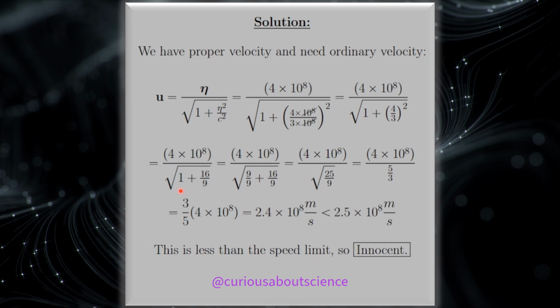And at this point, we're just doing a bunch of quick algebra. But I think you could see exactly what it needs to be. Find a common denominator, or just let your calculator do it all for you. Plain and simple, that works too. And then you get 25 over 9, which gives you a nice square there. So we have 3 over 5ths multiplying this, which actually, when we go 3/5 times 4 times 10 to the 8th, we actually get 2.4, which is actually less than the speed limit on the road. Therefore, this is less than the speed limit, and we are actually innocent.